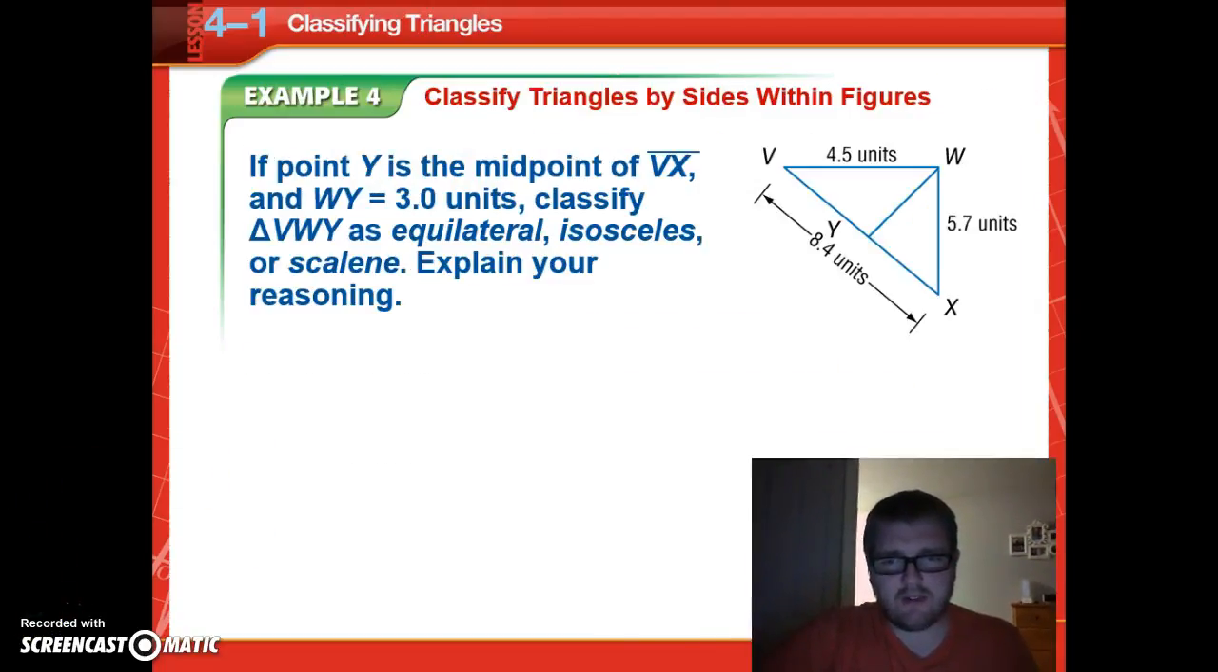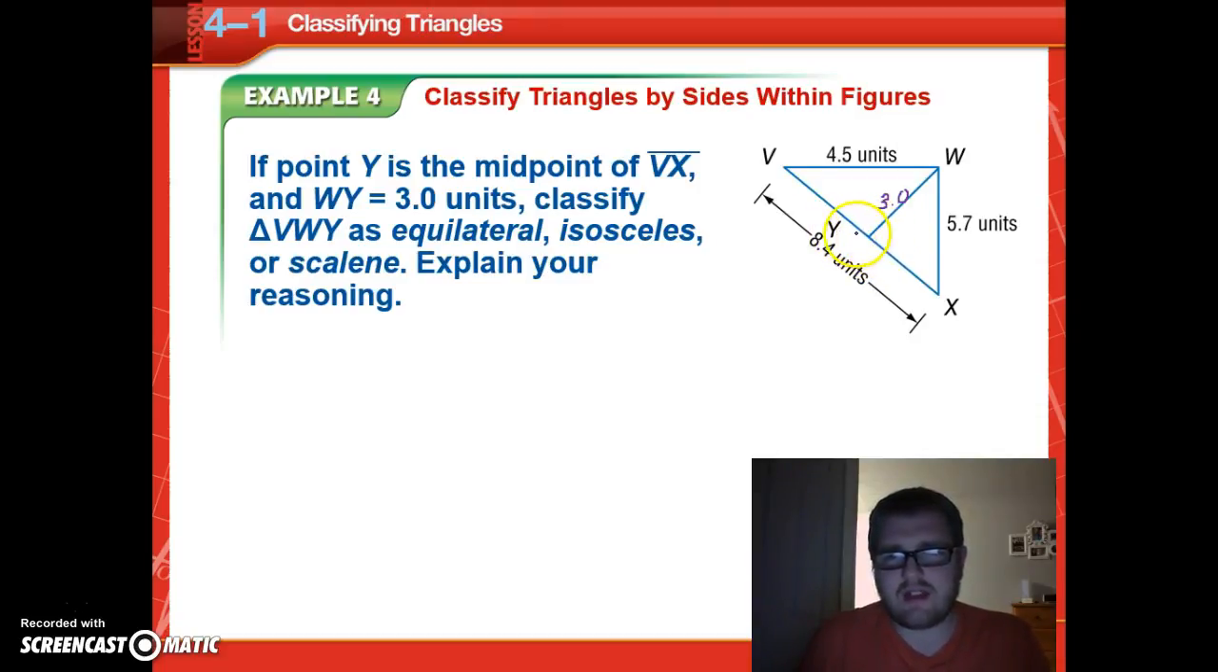Alright, so now we're looking at example 4 here. If point Y is the midpoint of line VX and WY is 3.0 units, let's label that line segment. Is VWY equilateral, isosceles, or scalene? Well, we have 4.5 and 3.0, so we need to figure out whether this side here would match either of those two.